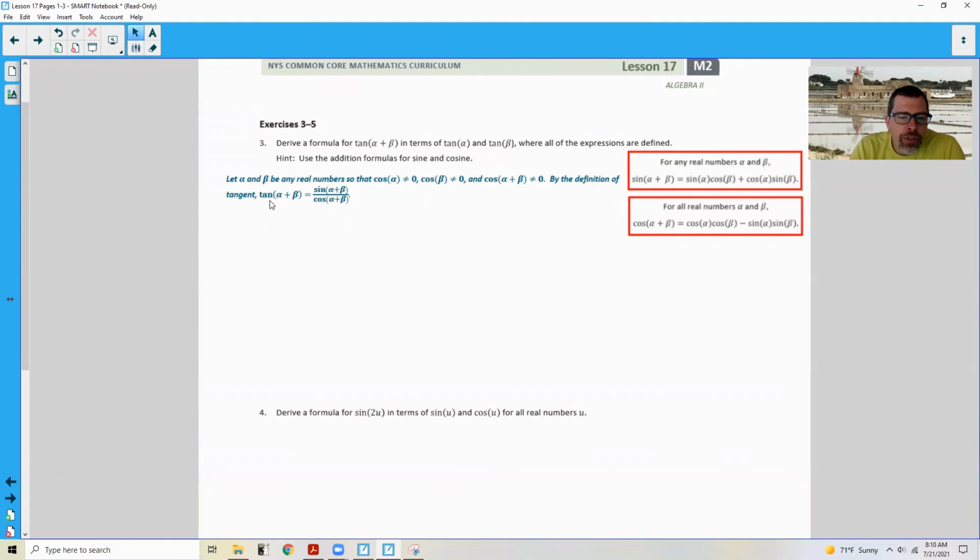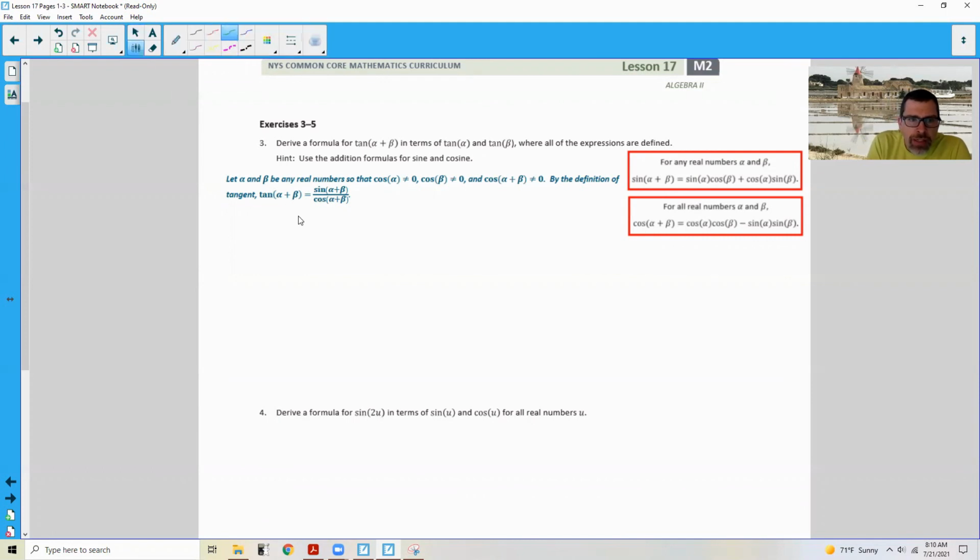So first thing we want to do is restrict our domain. So we say let alpha and beta be any real number so that the cosine of alpha cannot equal 0 and the cosine of beta cannot equal 0, because remember that tangent is sine over cosine. So cosine cannot equal 0. And we're also going to see that sine cannot equal 0. So by the definition of tangent, tangent of alpha plus beta equals sine of alpha plus beta divided by cosine alpha plus beta. So all we're going to do is substitute this in for those two values. So tan alpha plus beta equals this.